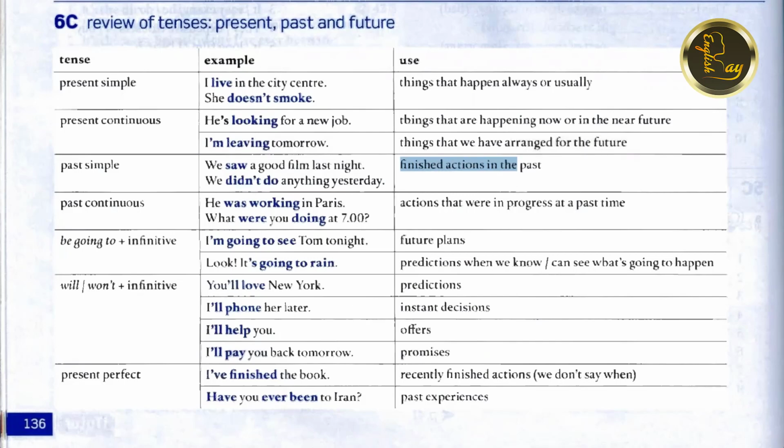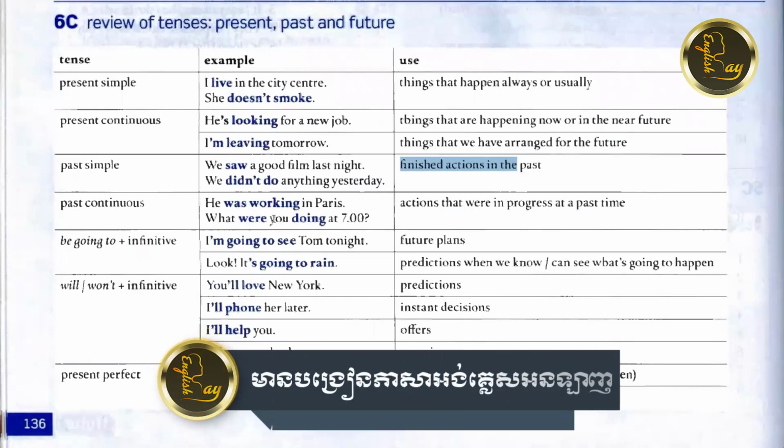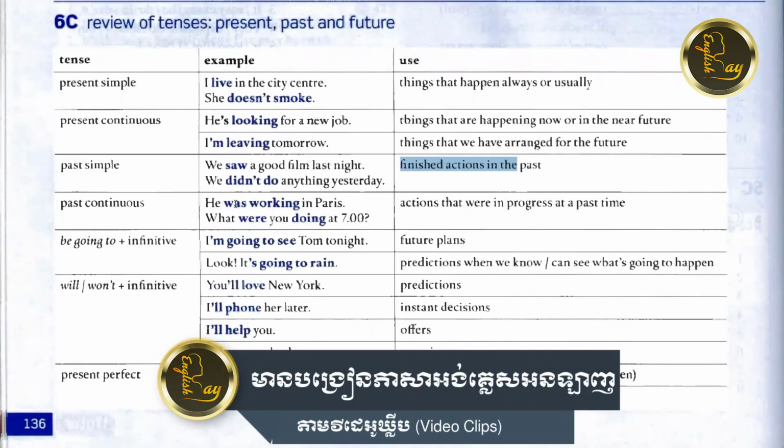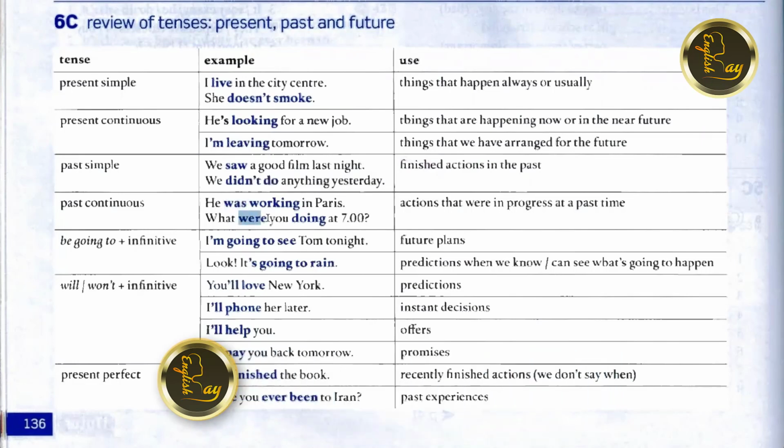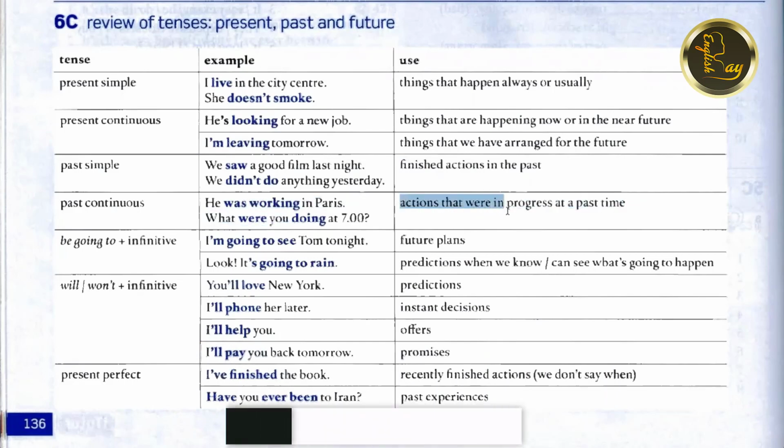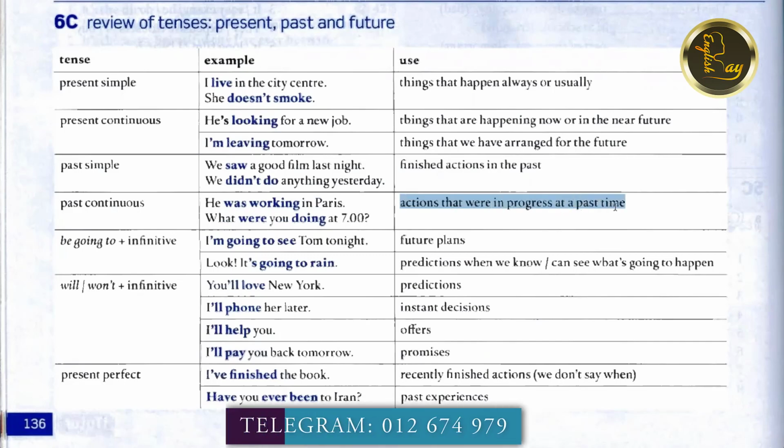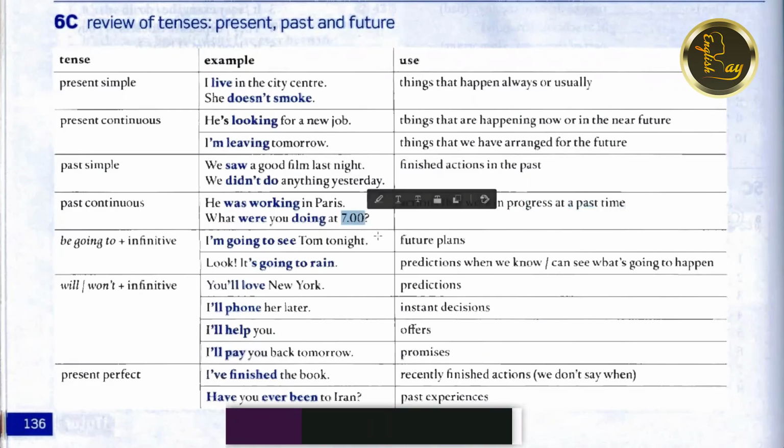And one more. He was working in Paris. What were you doing at 7 o'clock? For past continuous, we use was for he, she, it and singular subjects, and were for plural subjects, with verb ing. We use past continuous to talk about actions that were in progress at a past time. Especially we use it with times like 7 o'clock.